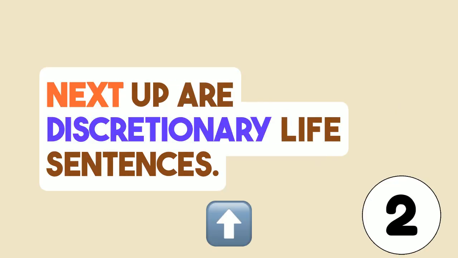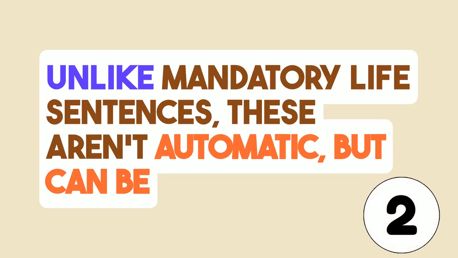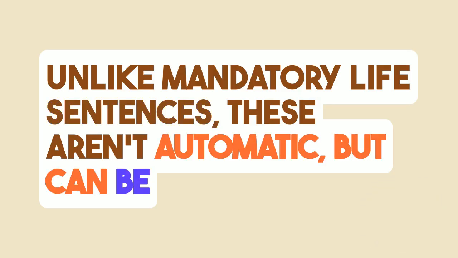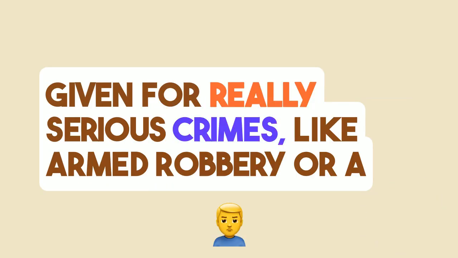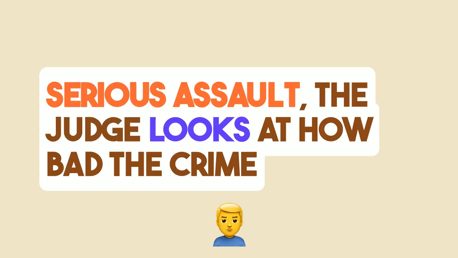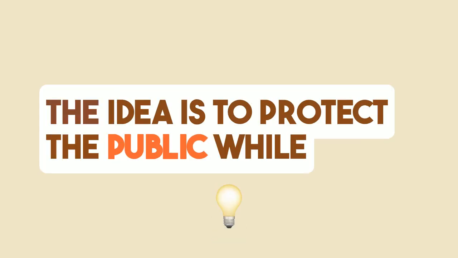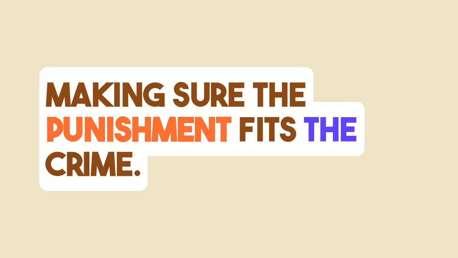Next up are discretionary life sentences. Unlike mandatory life sentences, these aren't automatic, but can be given for really serious crimes, like armed robbery or a serious assault. The judge looks at how bad the crime was and how dangerous the person is. The idea is to protect the public while making sure the punishment fits the crime.